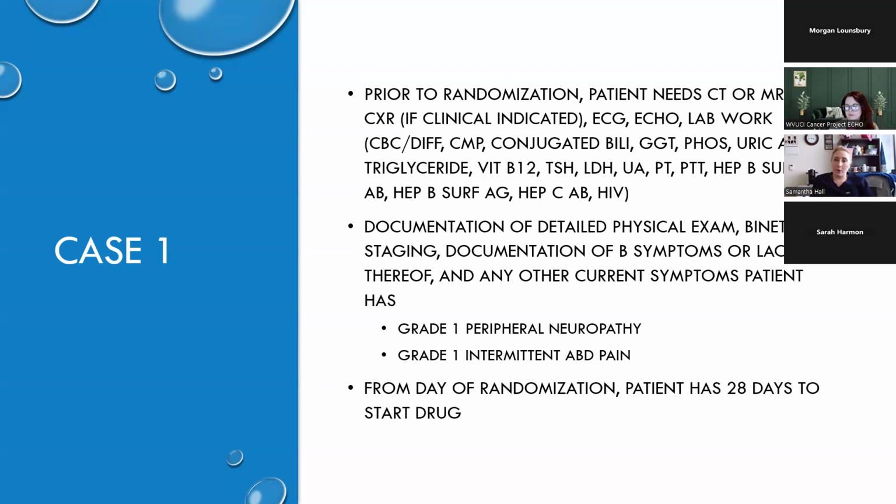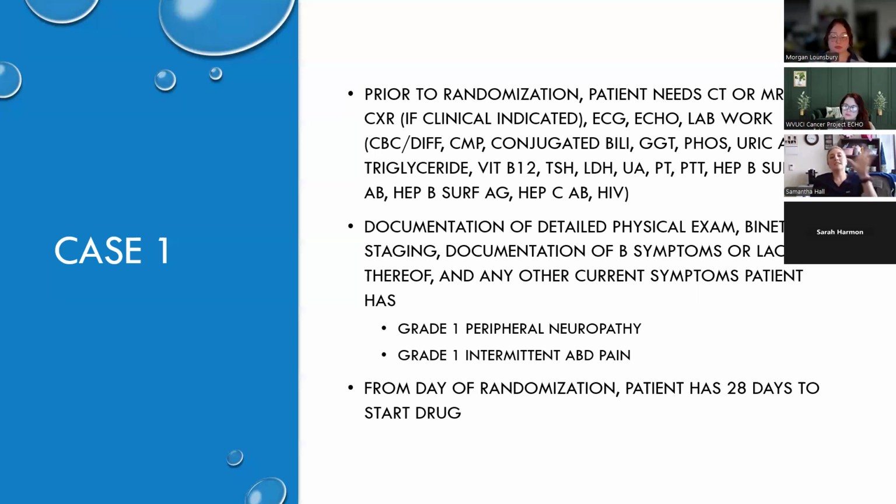They also want documentation of whether or not he has B symptoms and any other symptoms he has at baseline, because things at baseline are then not going to be counted as side effects, right? He has grade 1 peripheral neuropathy and grade 1 intermittent abdominal pain. I don't know if those are going to go away. I don't know if that abdominal pain is actually a result of all of the retroperitoneal adenopathy that he has. We'll find out. But it's important to know what he has that's not necessarily going to be a side effect from the drugs. From the day he gets randomized, he has 28 days to start the drug.